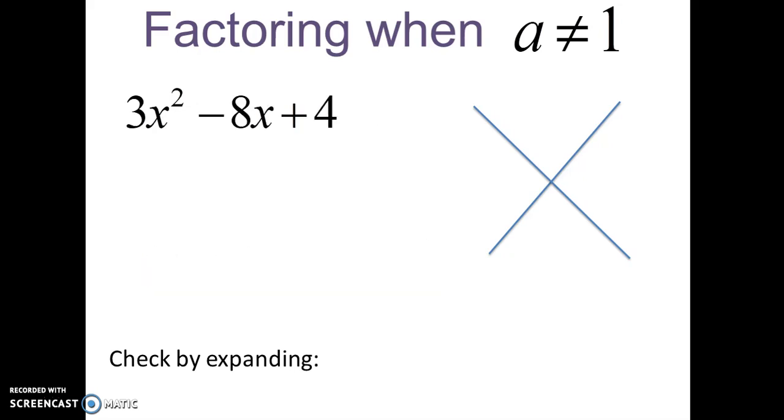Try another one. Now with these ones on the back of your page, be very careful about the negative signs.